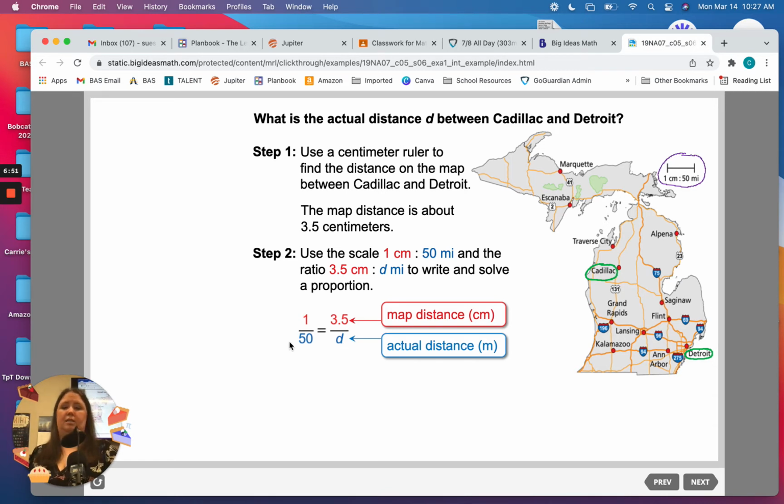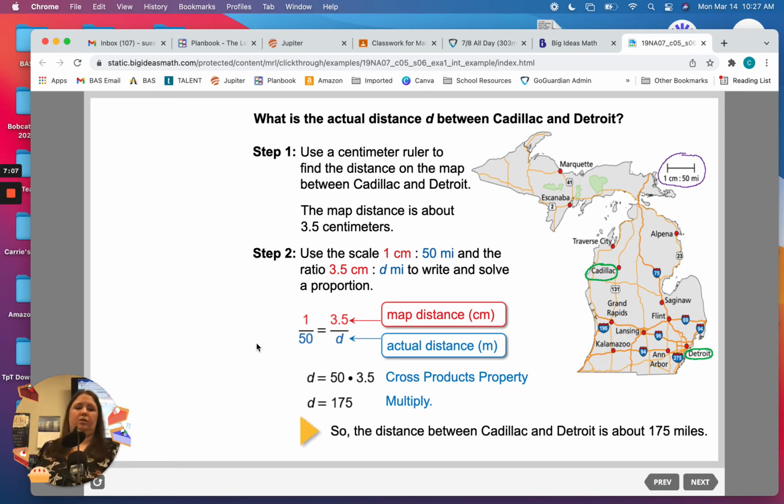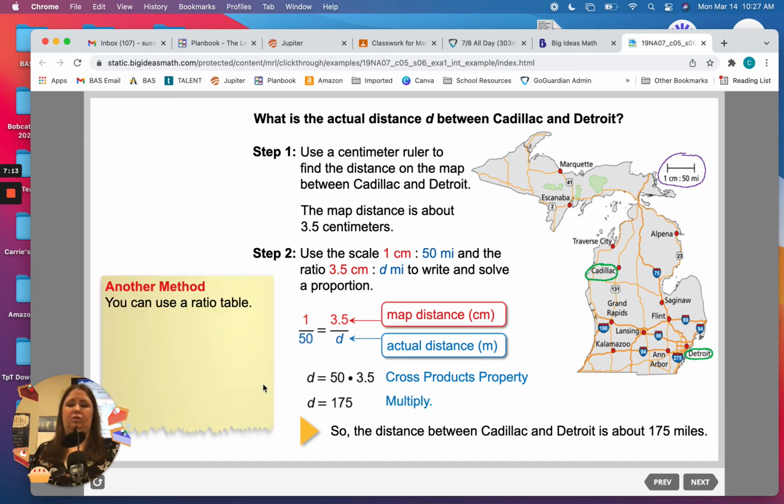Cross multiply and divide. So 3.5 times 50 is 175, divided by 1 stays the same, 175. So how many miles is it from Cadillac to Detroit? 175 miles. Any questions? All right, go do your try-its.